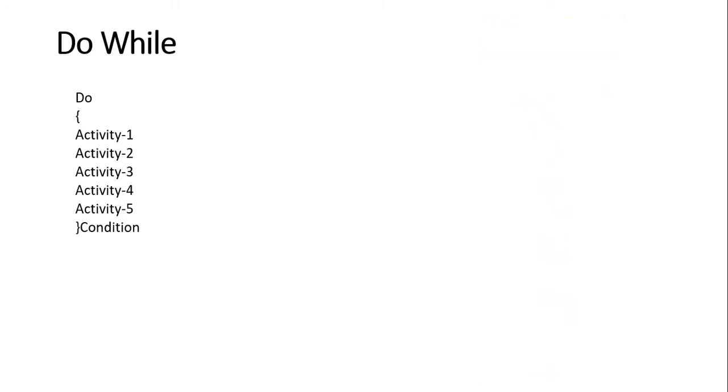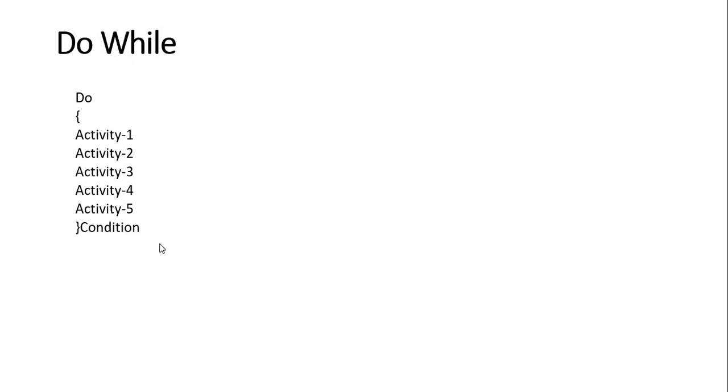So the first one is the do while loop. Basically, a do while loop is used when we want to execute a certain set of statements or activities at least once in our program or in a workflow or in any project. This is the basic syntax we use in any programming language or in UiPath Studio. First the control enters into the do statement. It will perform the execution of all these 5 activities and it will validate the condition.